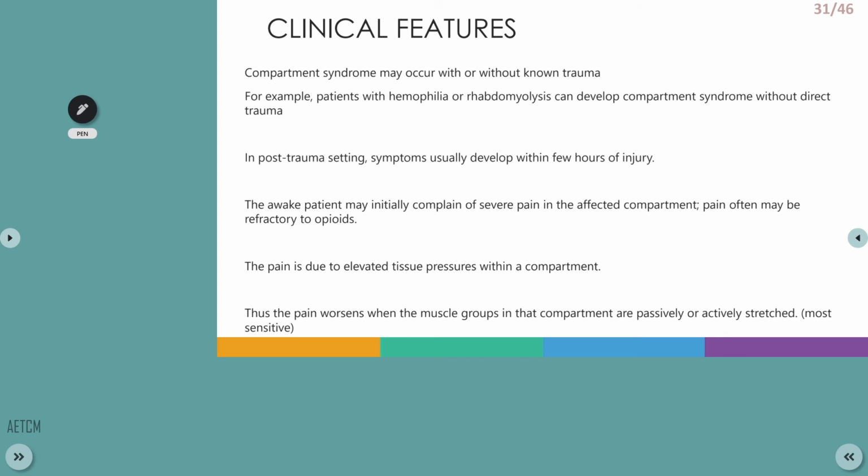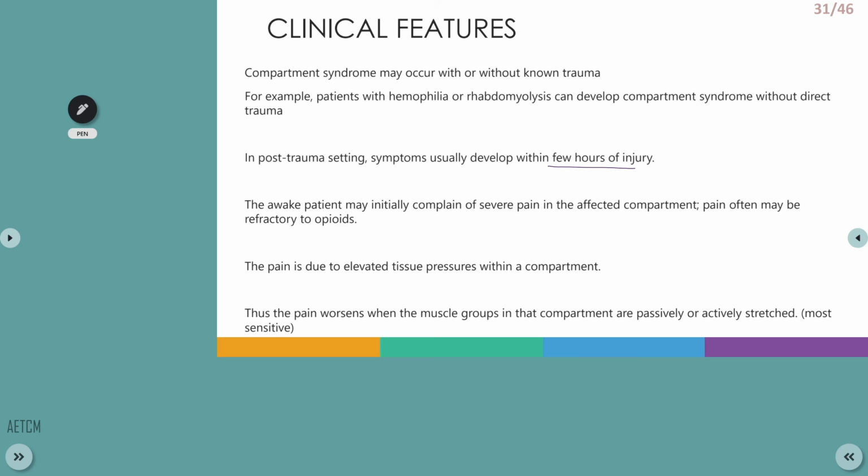Now coming to clinical features, there can be a history of trauma, or the patient may be on anticoagulants, or have diseases like hemophilia, and they might not have a history of trauma itself. Post-trauma, it usually develops within a few hours, or if the patient has a fracture and a tight dressing is given, then the patient can develop compartment syndrome. A patient who is awake can complain of pain, but if the patient is sedated or paralyzed or unconscious, this can easily be missed.